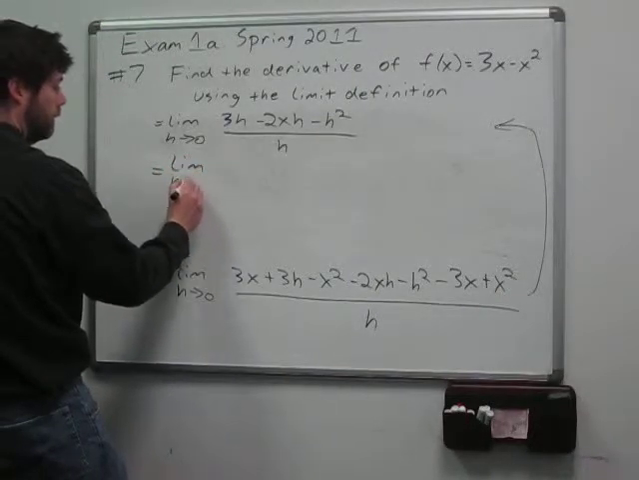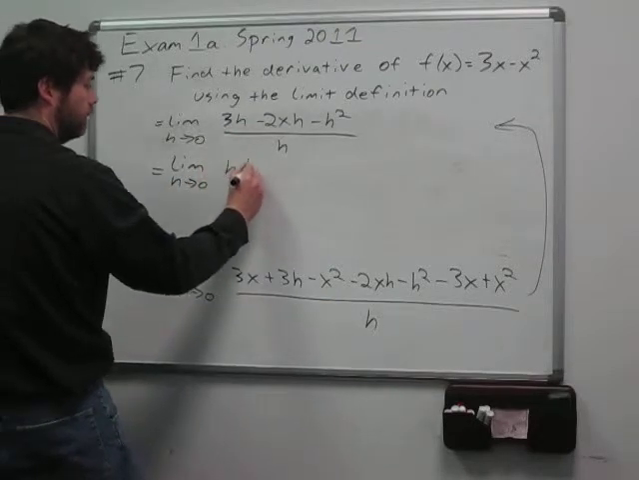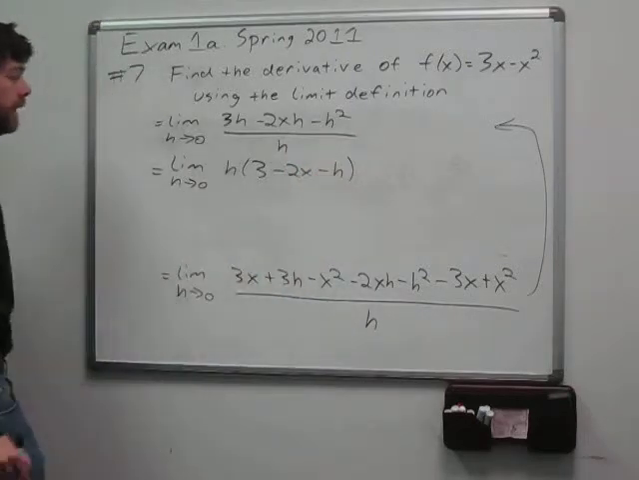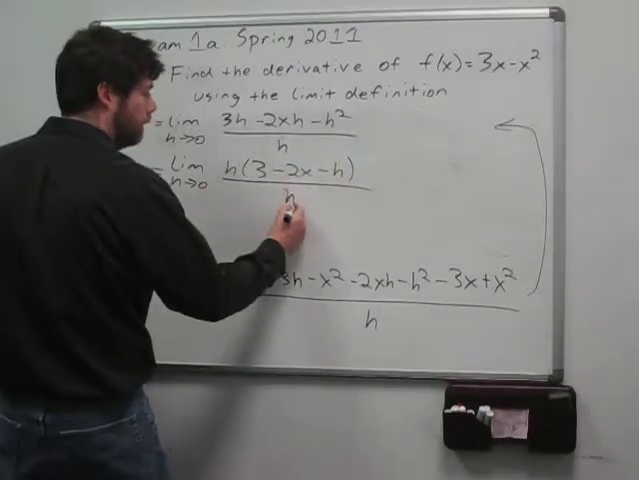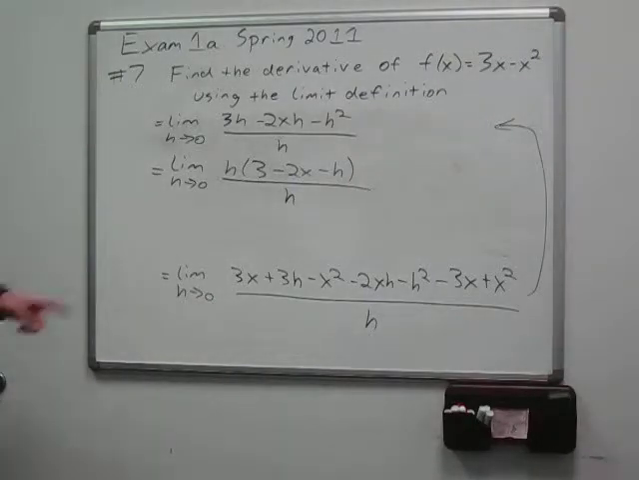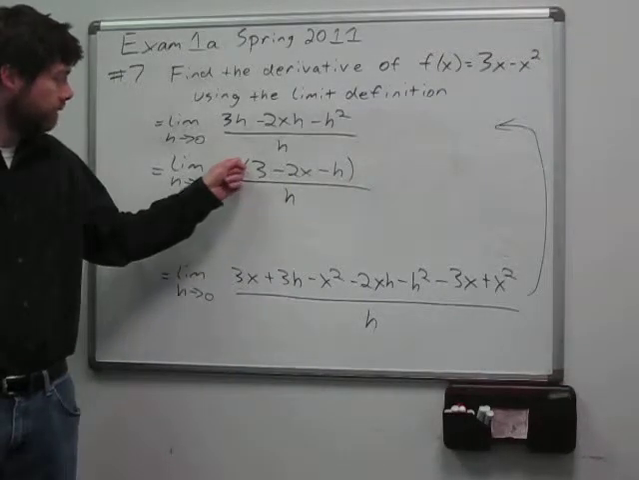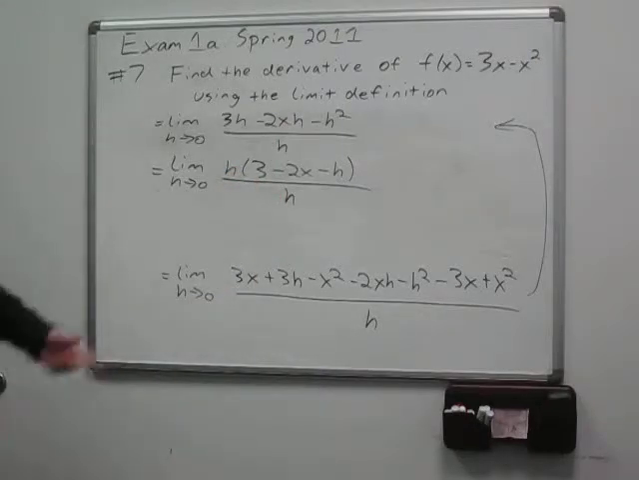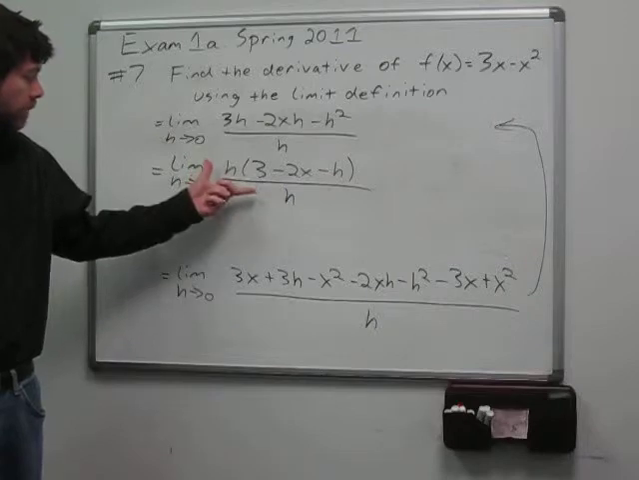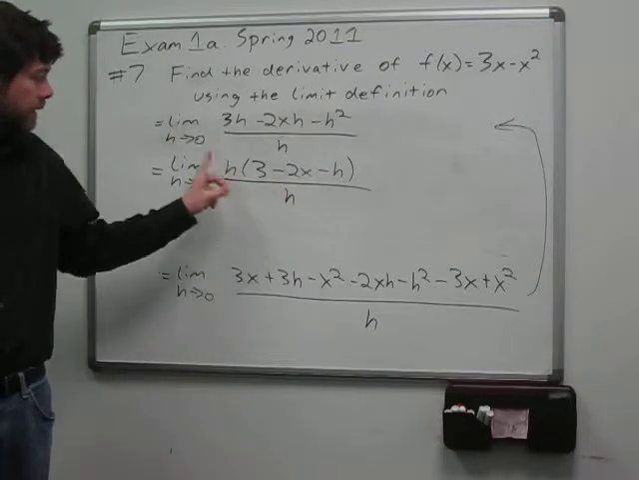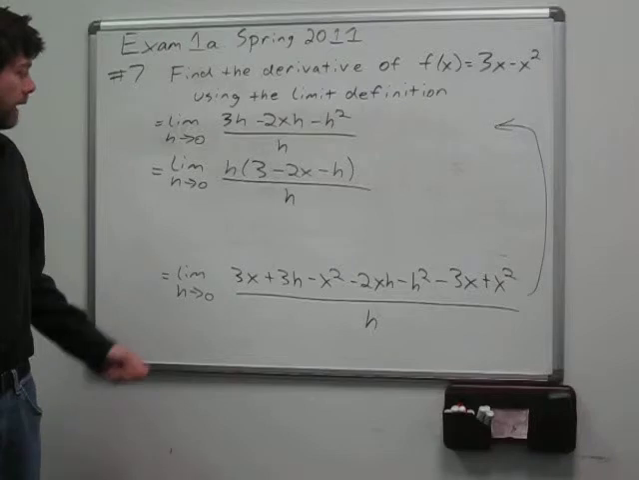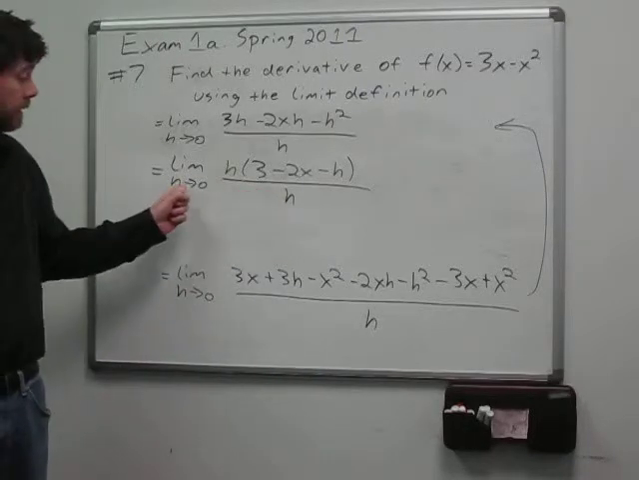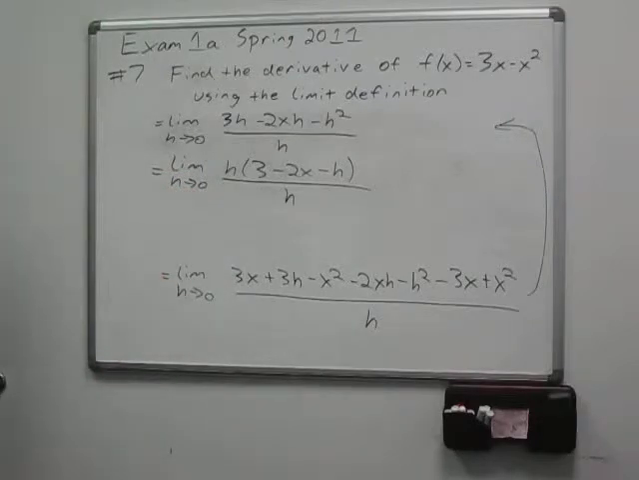So I notice that I can factor h out of the numerator, and we're left with 3 minus 2x minus h all over h. And now I can cancel the factor h in the numerator and the factor h in the denominator. And this is the whole point of this process, is to be able to cancel out these h's, because once we do that, we can plug 0 in for h. We will no longer be dividing by that 0, so we can just plug 0 in.